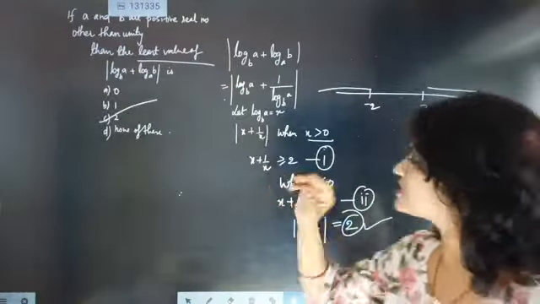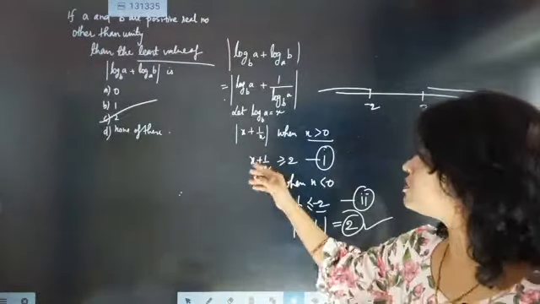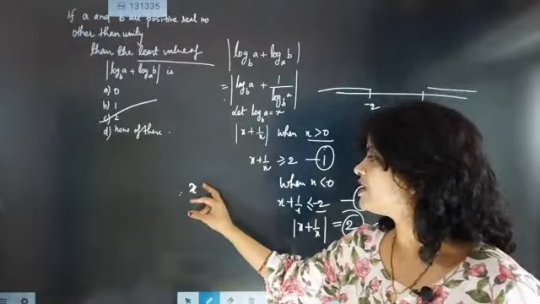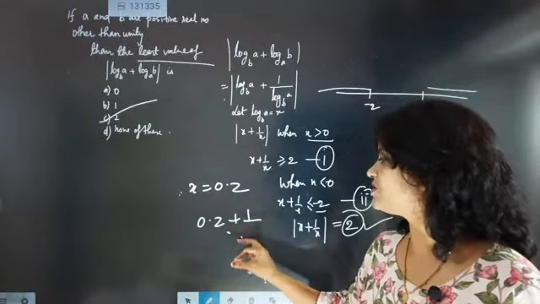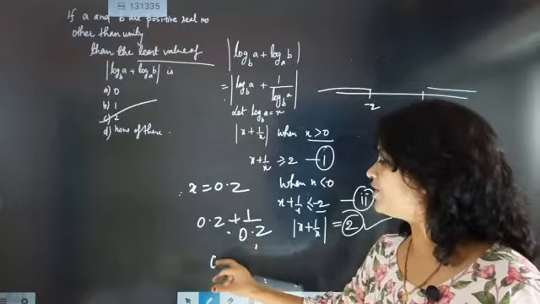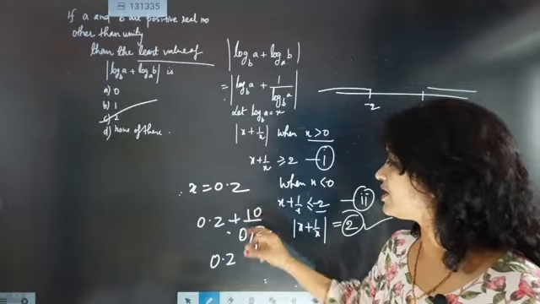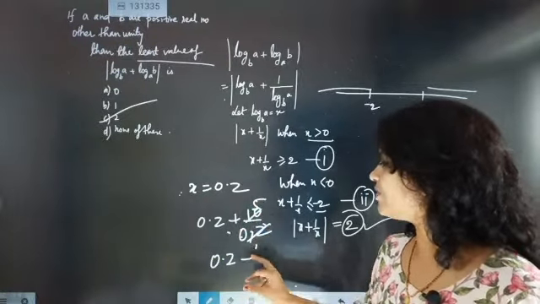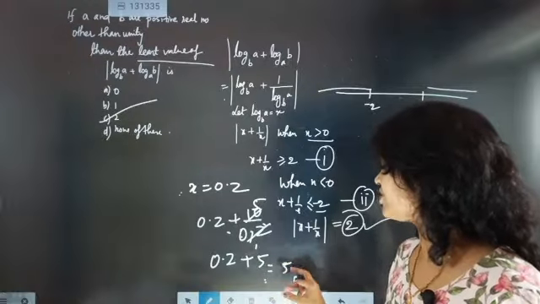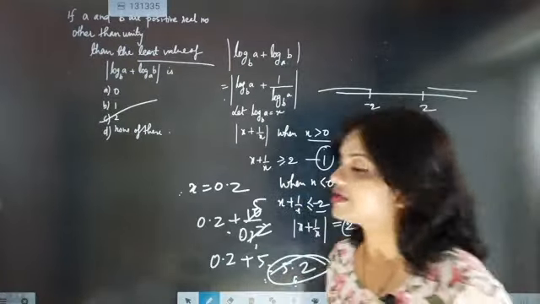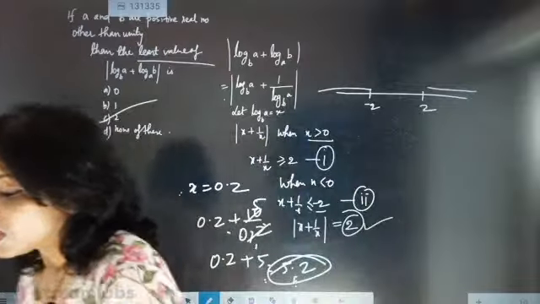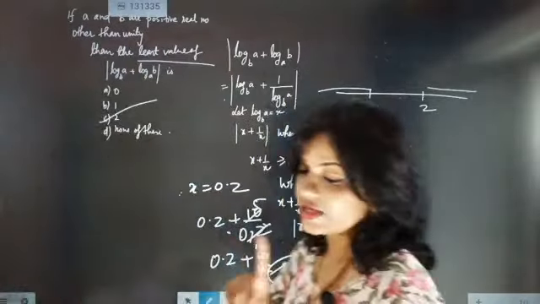So I have not considered any other big values, because the moment I take x as 0.2, then what will happen? 0.2 by 1 plus 0.2. Now 0.2 will give you what? The decimal will cut, 10 will come, 5. So it is coming as 0.2 plus 5, which is 5.2. And 5.2 is far bigger than the value given to us.